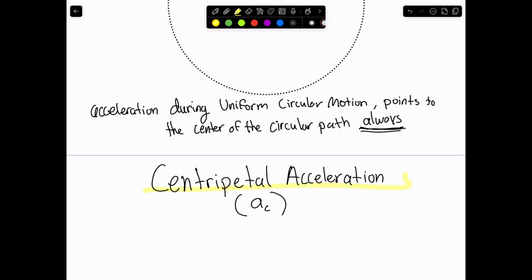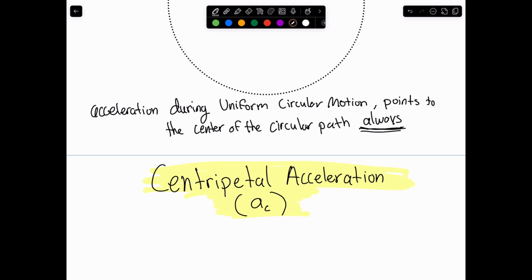This is a big concept, so definitely remember centripetal acceleration during uniform circular motion always points to the center of the circular path. You should rewind and listen to me say that like 400 times so that it just gets grilled into your head. It's something you really, really got to remember.